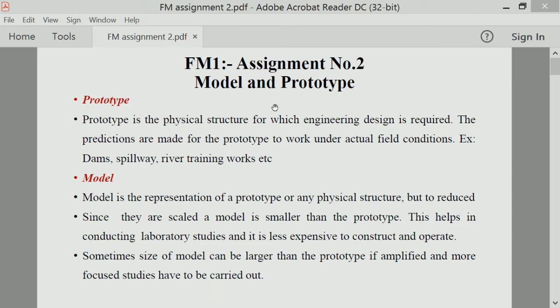So this type of model sometimes has a larger size than the prototype also, but it rarely happens, as per the requirement.